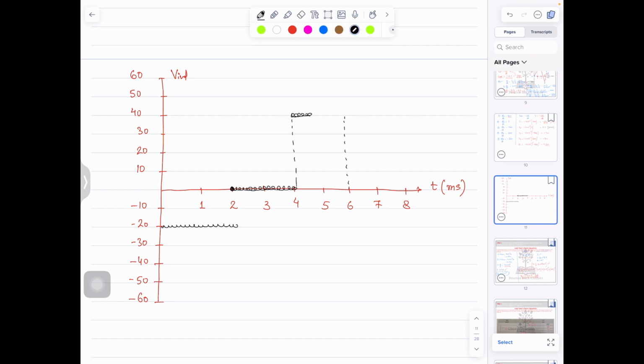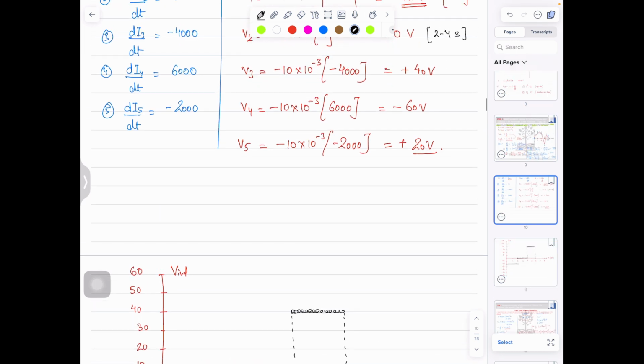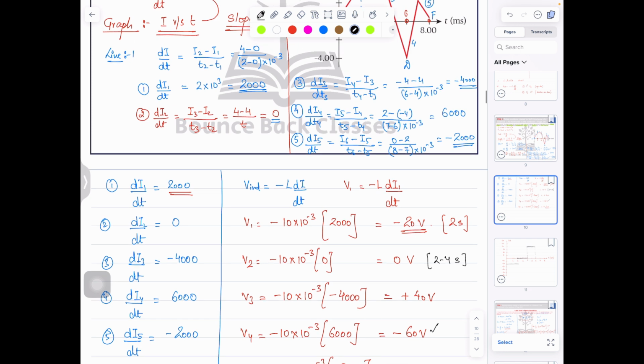And this is your graph part. Is it fine till here? Okay, fourth, that is the negative 60. Just check. Fourth is negative 60. Okay, negative 60 is up to what second? You need to check this. This is very, very important.